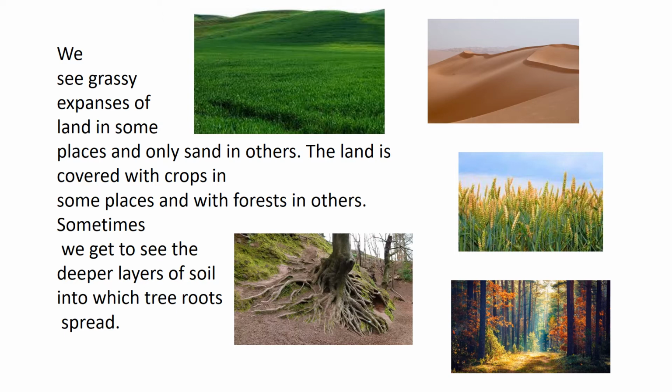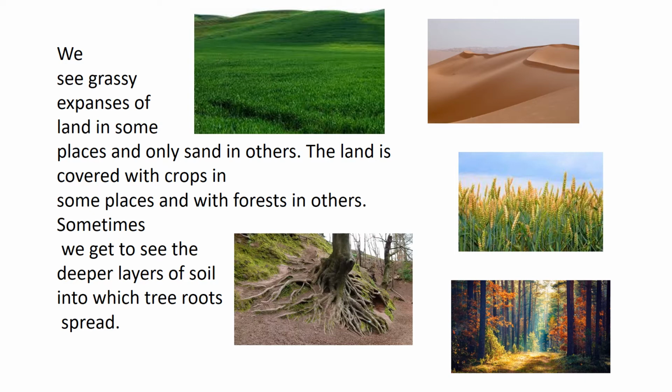We see grassy expanses means we see certain places where there is only grass and some places where there is only sand. For example, deserts and gardens where you may see grass. The land is covered with crops in some places and with forests in others. Like when we go to a field, we see crops. And when we go in a forest, of course, we'll see a forest.